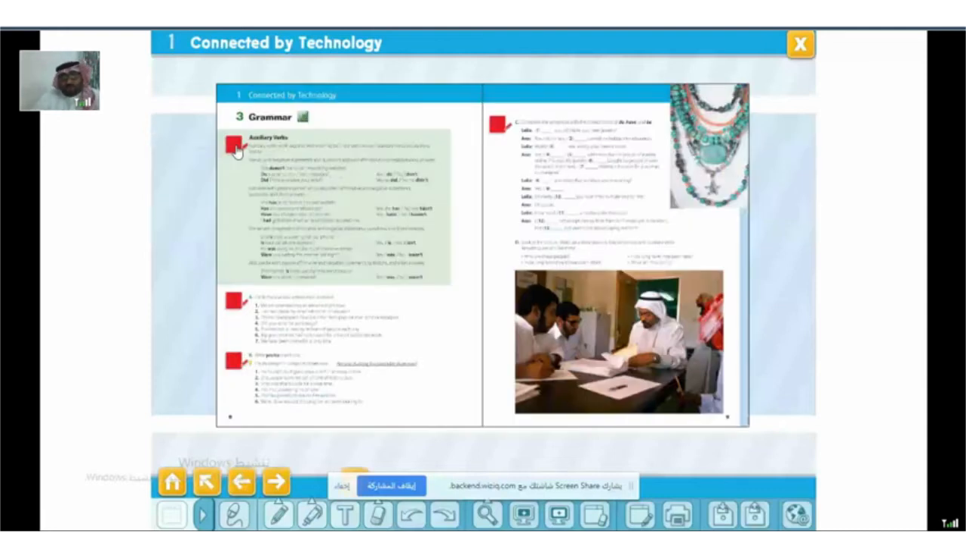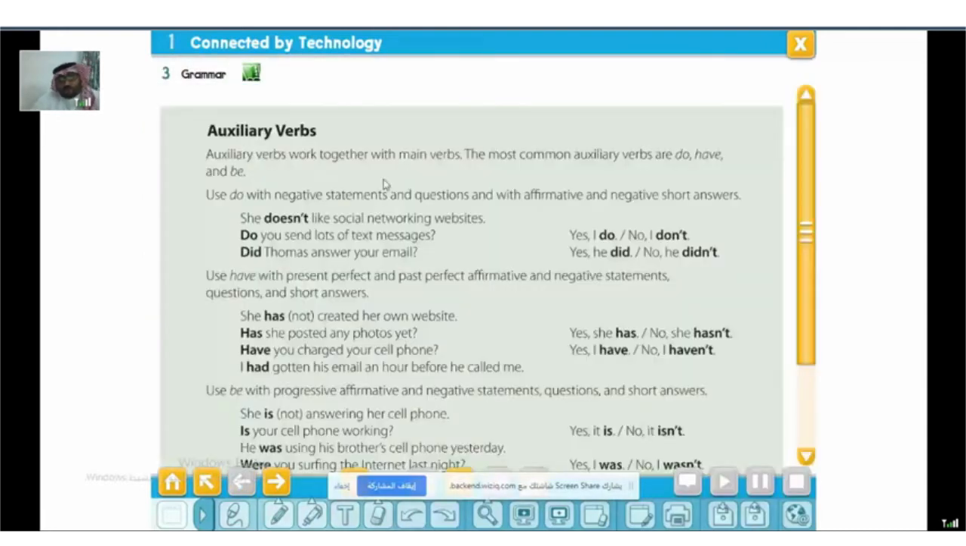Auxiliary verbs work together with main verbs. The most common auxiliary verbs are do, have, and be. This is the definition. Use do with negative. Look here.